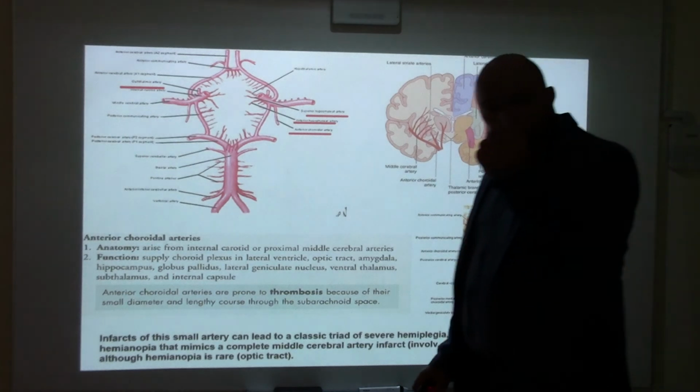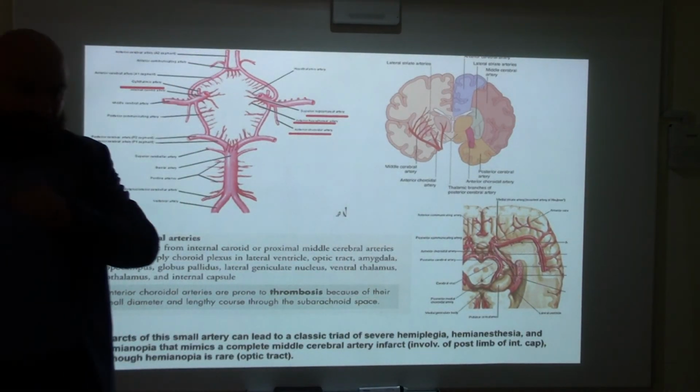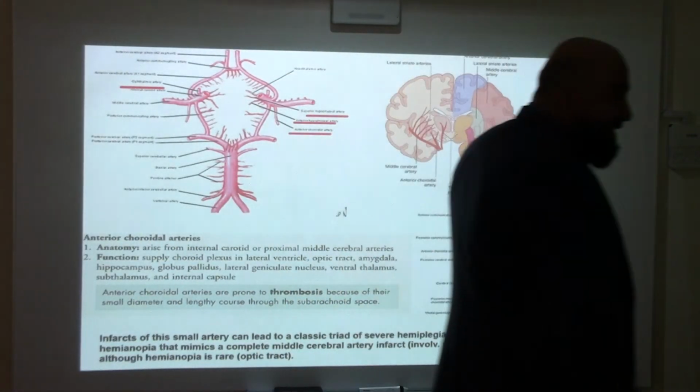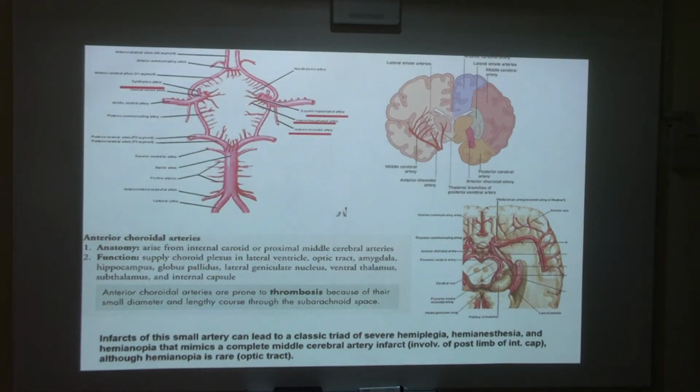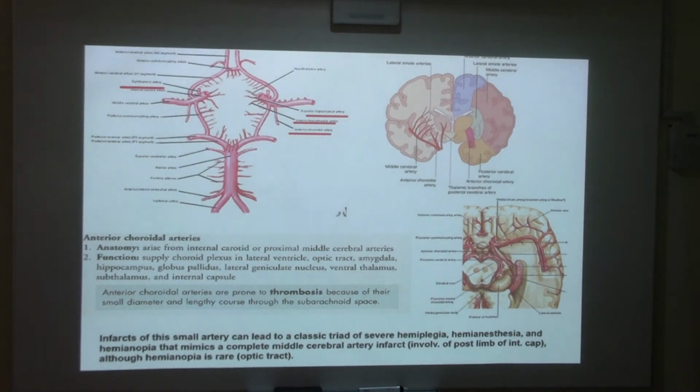Internal capsule is about at this size. You know, maybe half of the length of your finger, and yet it is extremely important because it receives all the descending and the ascending tracts from the cerebral cortex. We'll talk about it a little bit later on.